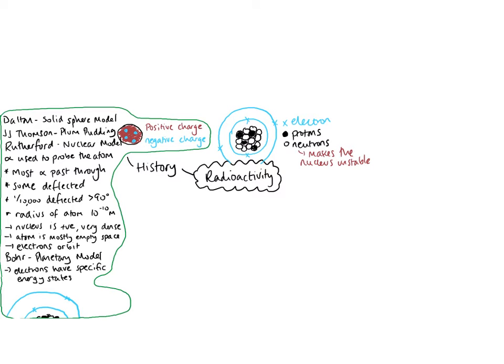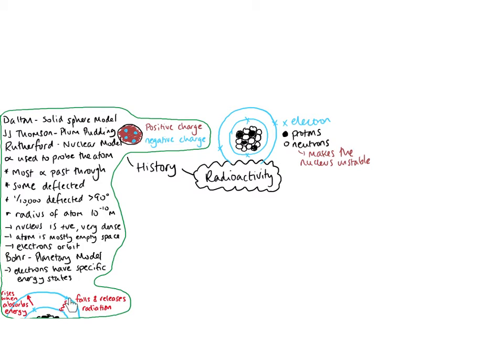That then brings us on to Bohr, and he came up with the planetary model, the idea that electrons have specific energy states. So we've got electrons that orbit each shell, and each shell has a different value for energy. What can happen is the electrons can absorb energy and move to an outer shell, just like when you throw a ball up into the air, it will move away. However, the ball will have to fall down, and the electron is the same.